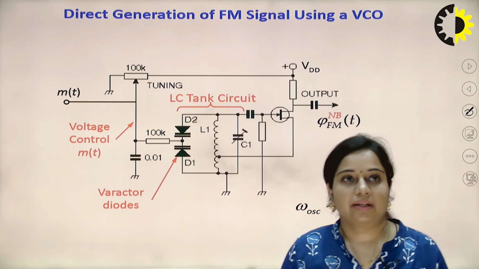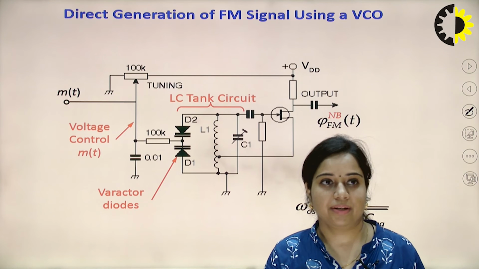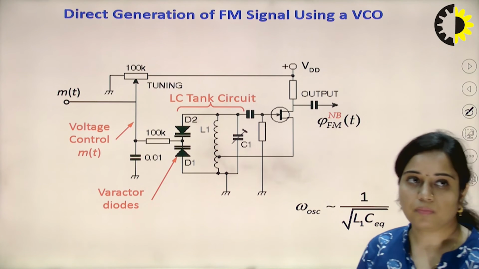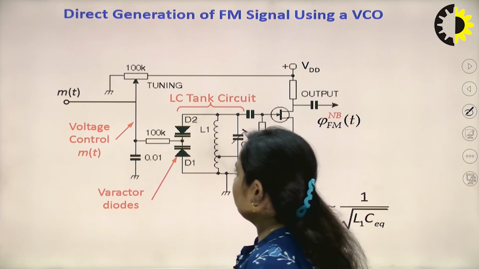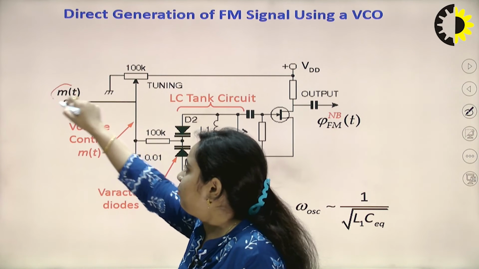Now next comes the direct generation of the FM signal using a voltage controlled oscillator, that is VCO. So the input signal to this voltage controlled oscillator is the message signal.